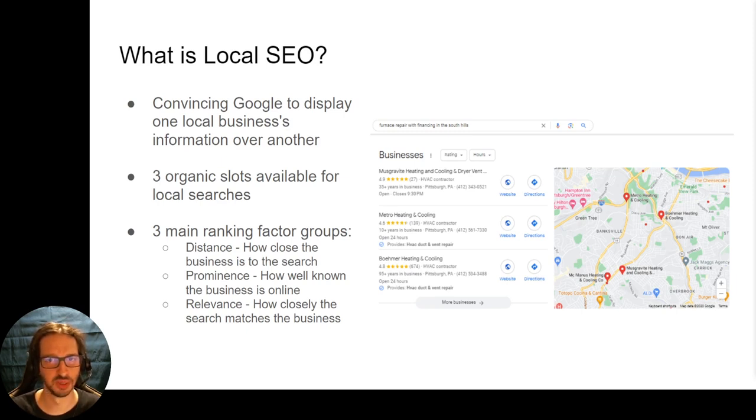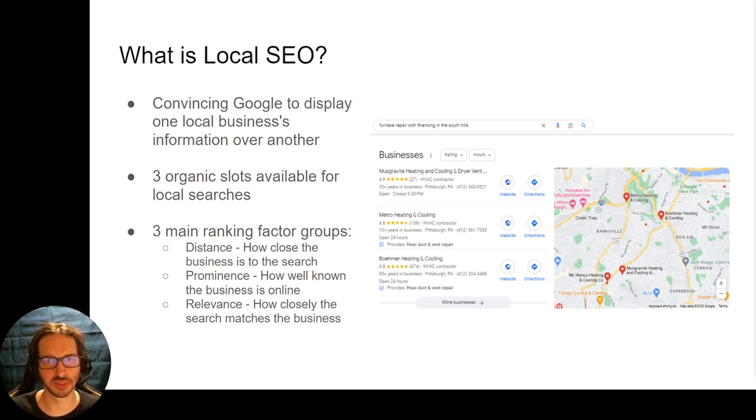In this example, I searched for furnace repair with financing in the South Hills of Pittsburgh. So businesses that exhibit those attributes online, in their profiles, website, and social media, are more likely to be ranked than businesses that don't fully meet the criteria. This is a great example of how relevance can overtake distance as a ranking factor.